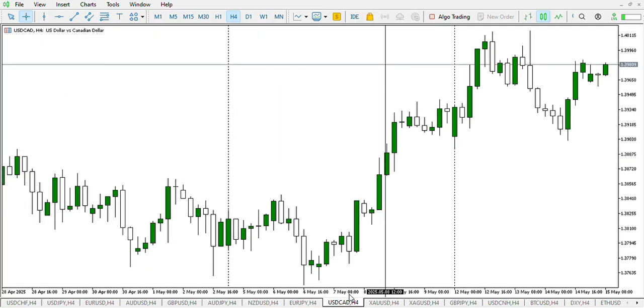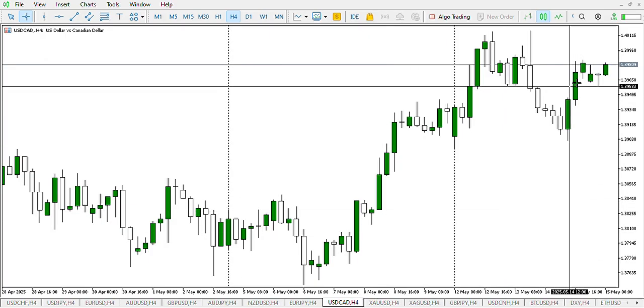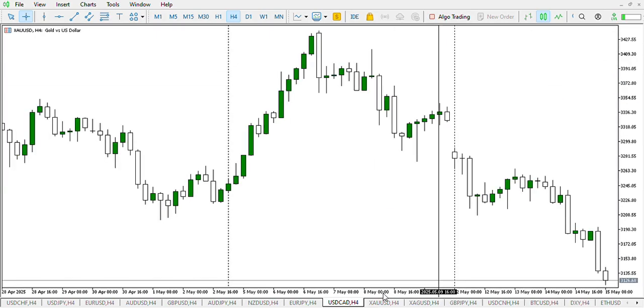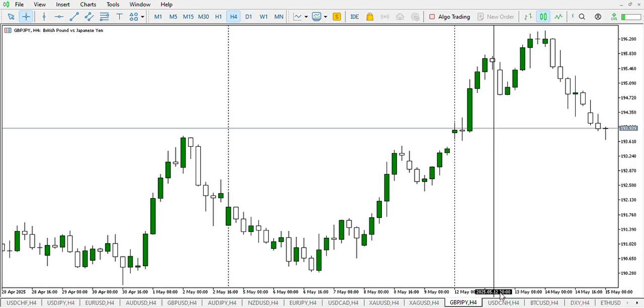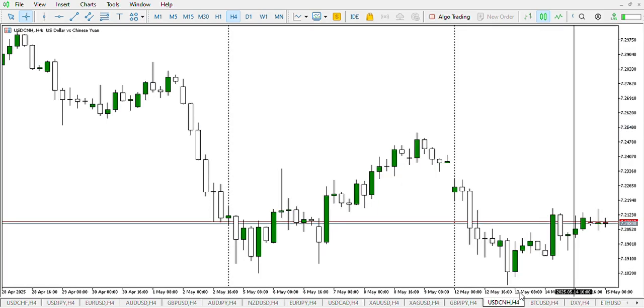On USD CAD, we should ignore this pair. However, if this low is taken out and this candle goes up, we can look out for a buy. On gold, we look out for a sell. On silver, we look out for a sell. On GJ, we look out for a buy. On USD CNH, we look out for a buy.